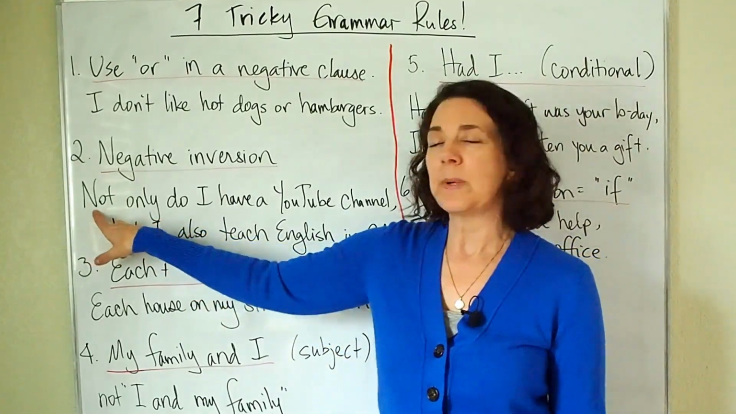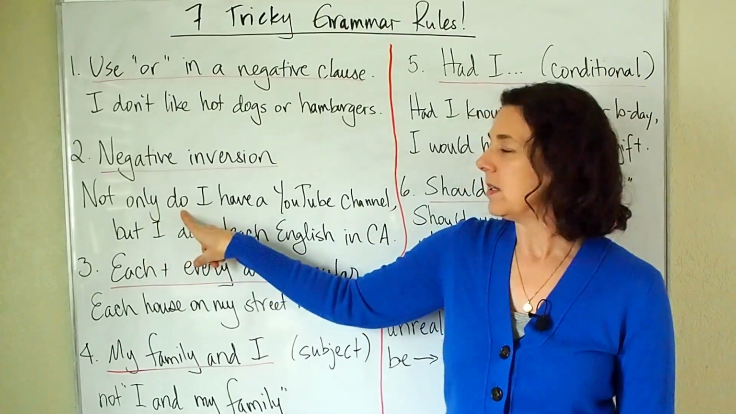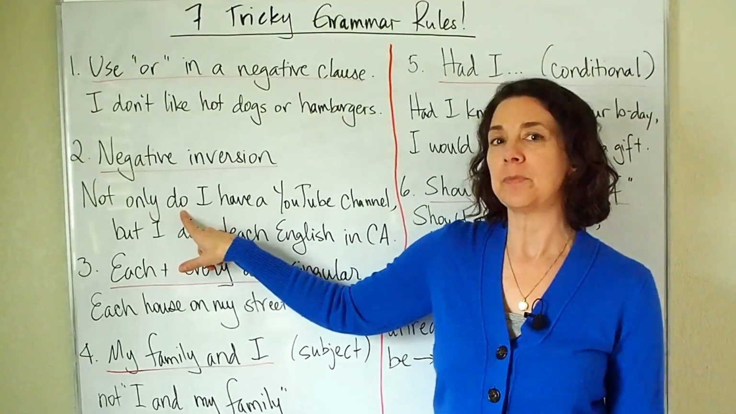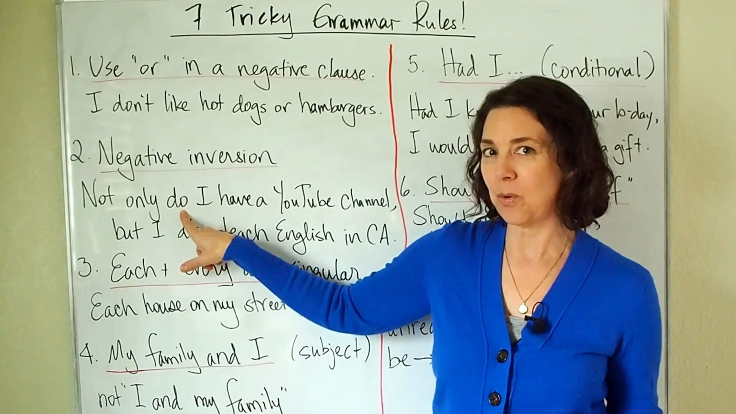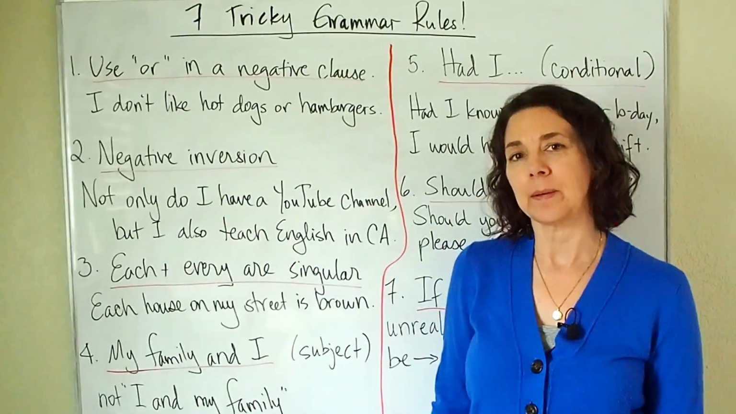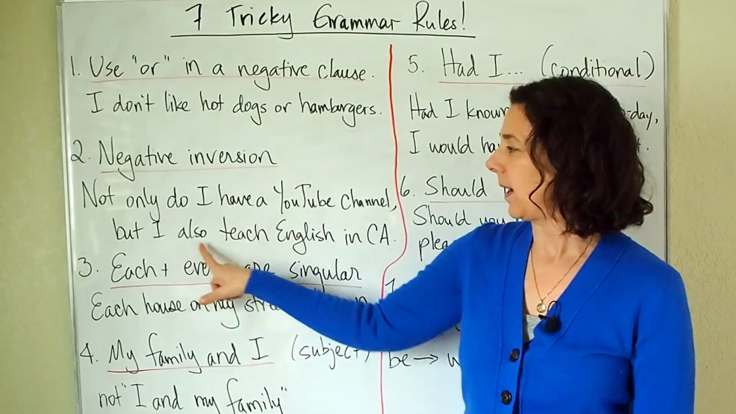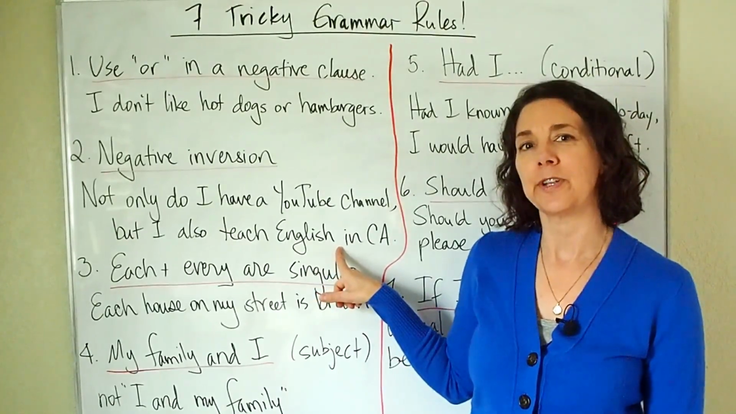So in this case, we have the negative word at the beginning of the sentence. What we do here is we add the helping verb do, looks like a yes-no question, and we invert the order of the helping verb and the subject. Not only do I have a YouTube channel, but I also teach English in California.